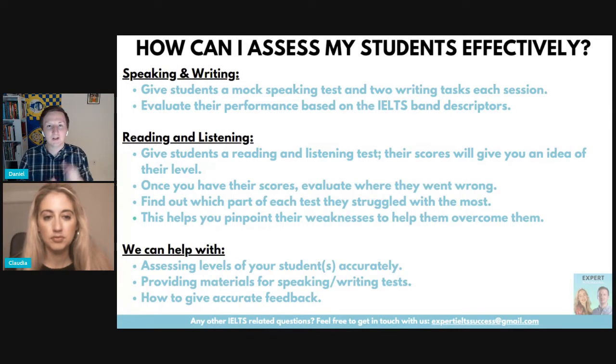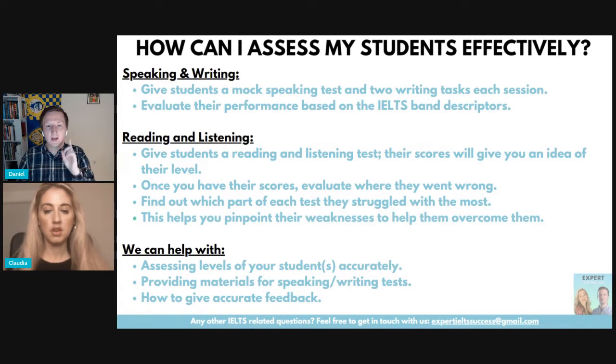You can do a mock speaking test in your first session or even in regular sessions where you go through the test, part 1, part 2, part 3. You give them lots of feedback. You give them corrective feedback. You give them ways that they can improve in the future as well. And then towards the end of that session, you can go over 2 writing tasks, a task 1 and a task 2.